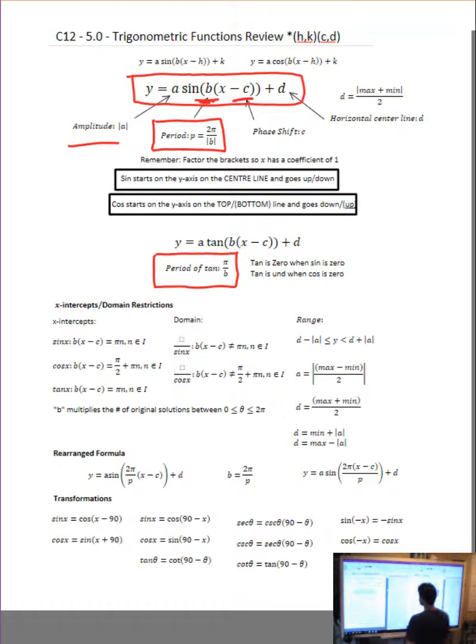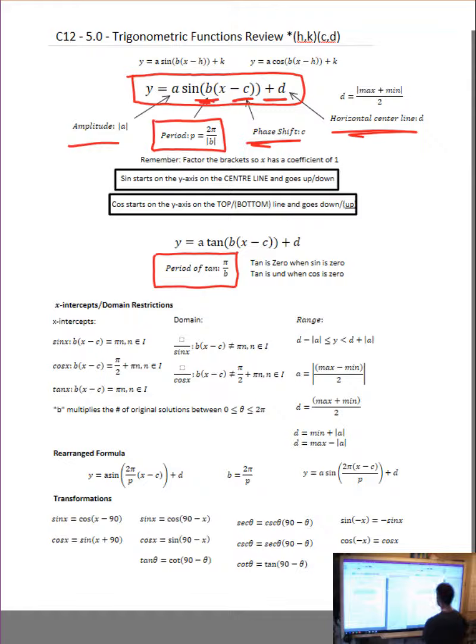And C, we've seen that from quadratics. Inside the brackets, we go phase shift, left and right. And then we've seen plus D outside of the brackets again in quadratics and in polynomials. It goes up and down, shifts it up and down.